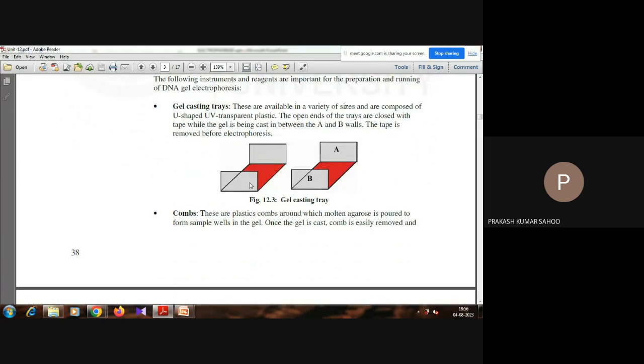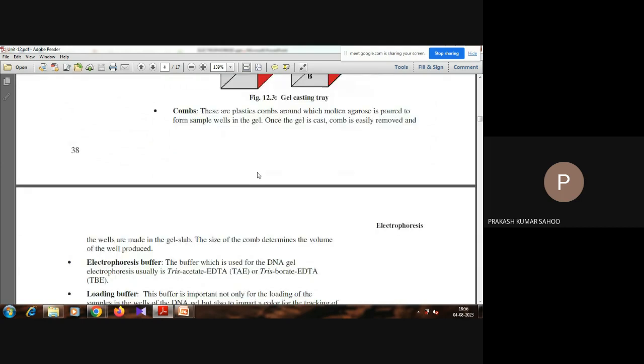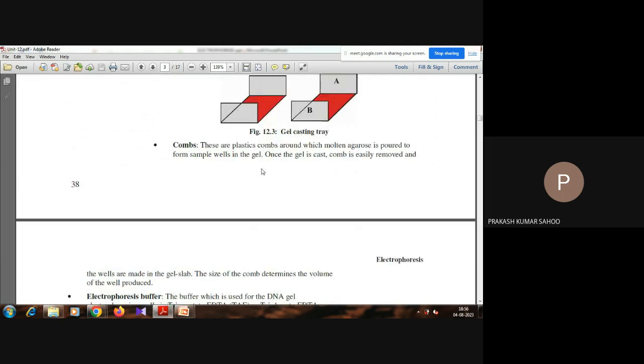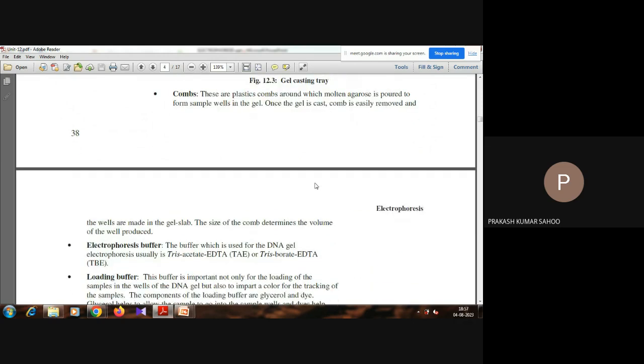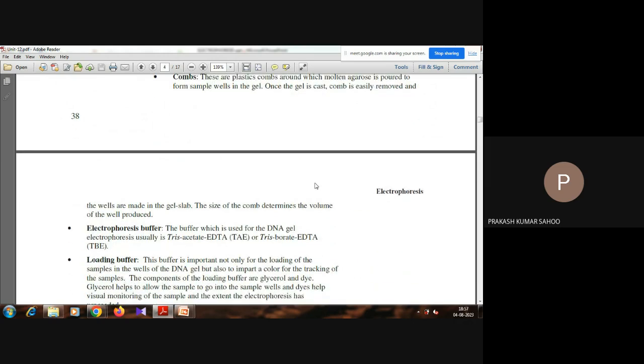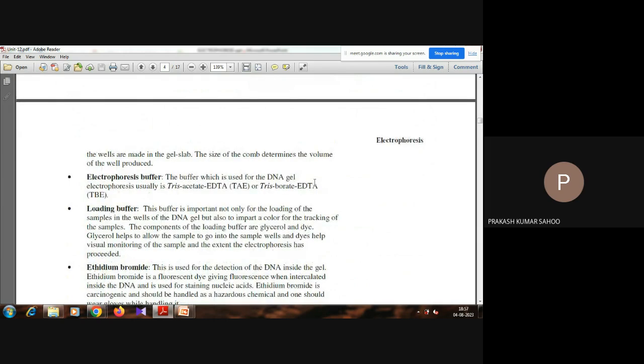We have a gel casting tray. This is a tray where the gel is cast, and this is just a U-shaped UV transparent plastic. Then we have combs. These are plastic combs around which molten agarose is poured to form sample wells in the gel. So in this plastic tray, we put the molten agarose, and with the help of this comb, this will make the surface plain. Once the gel is cast, the comb is easily removed, and the wells are made in the gel slab. The size of the comb determines the volume of the well produced.